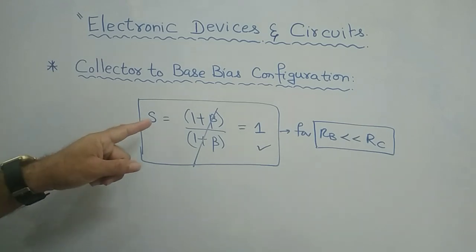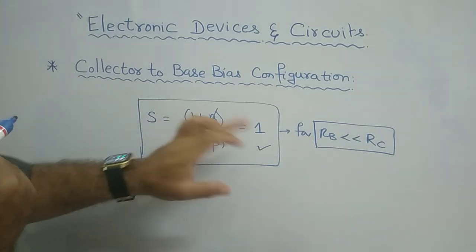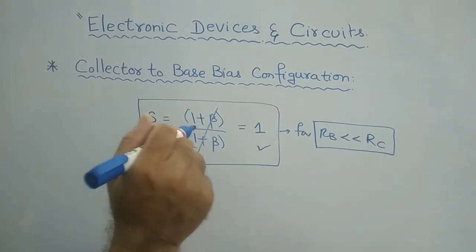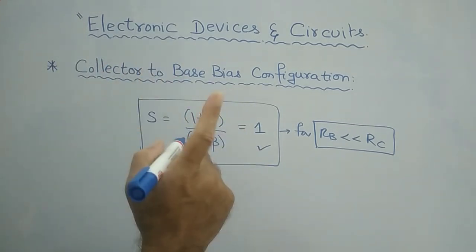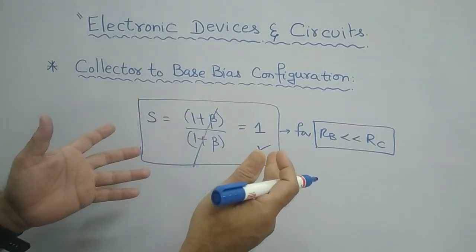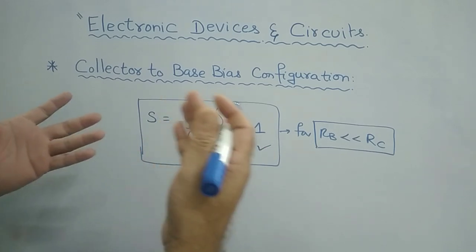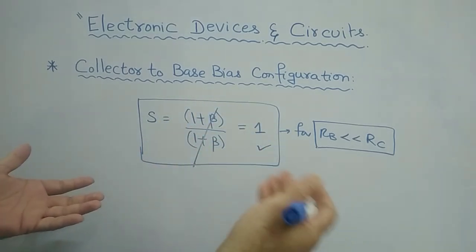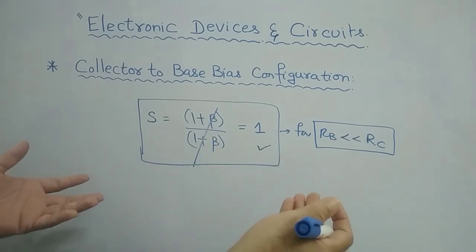Actually, what is the required value of the stability factor? What is the minimum value of the stability factor? It is 1. If the stability factor is 1, then you can say that that particular biasing circuit gives the required output, the proper output, or the desired output.